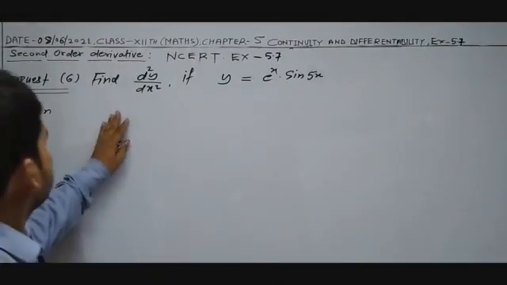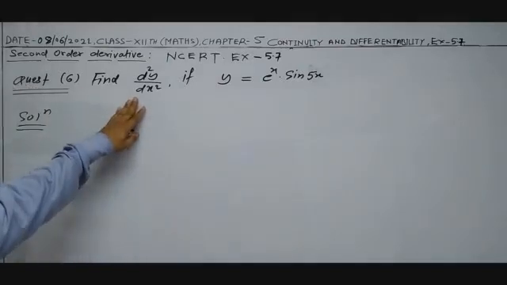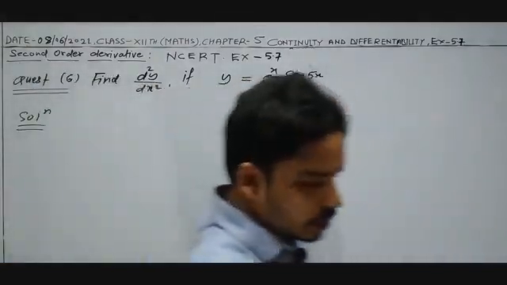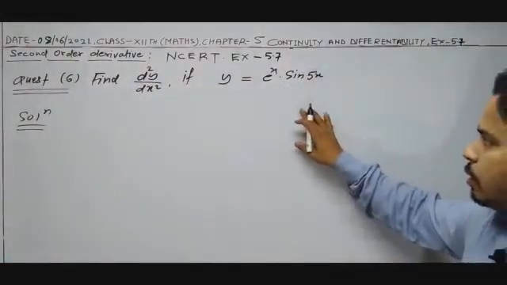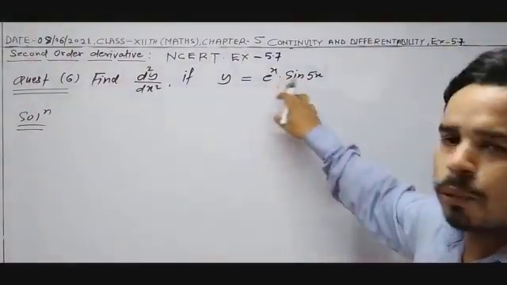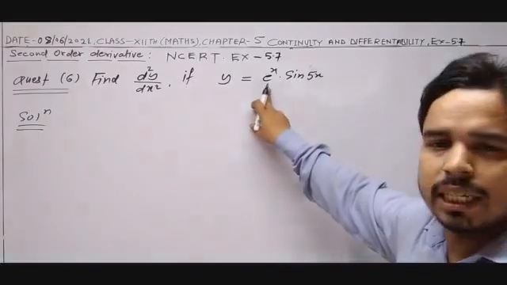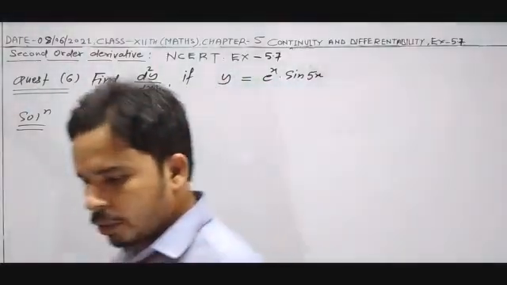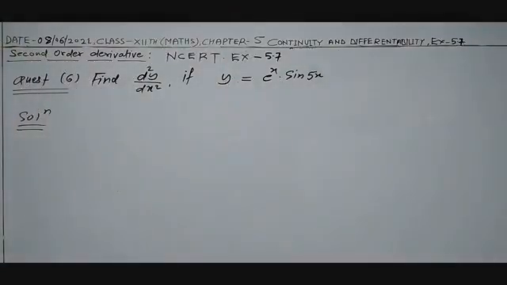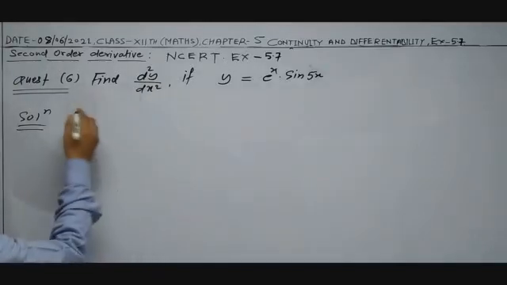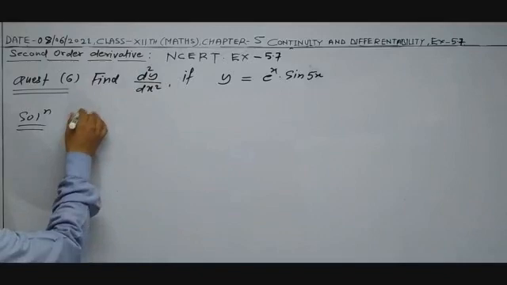Question number 6 is: find d2y by dx2 if the given function y is equal to e to the power x into sine of 5x. So I can consider these as two functions in product format. Function 1 is e to the power x, function 2 is sine 5x. So how will you differentiate? First, to find the single derivative, operate d by dx on the given function.